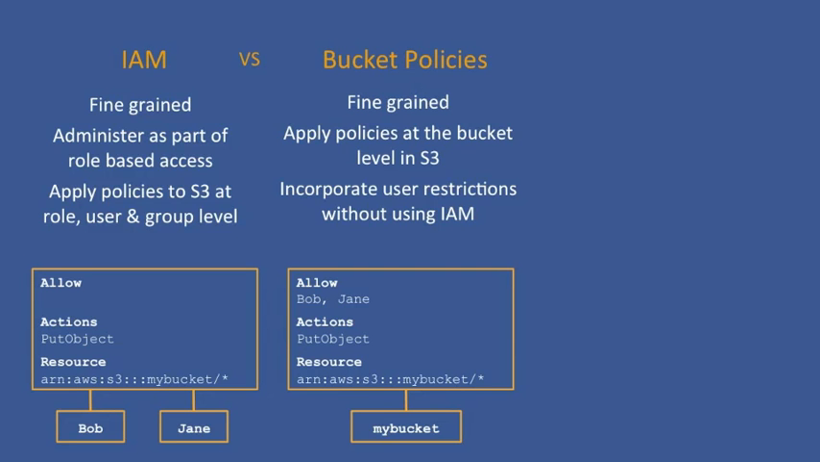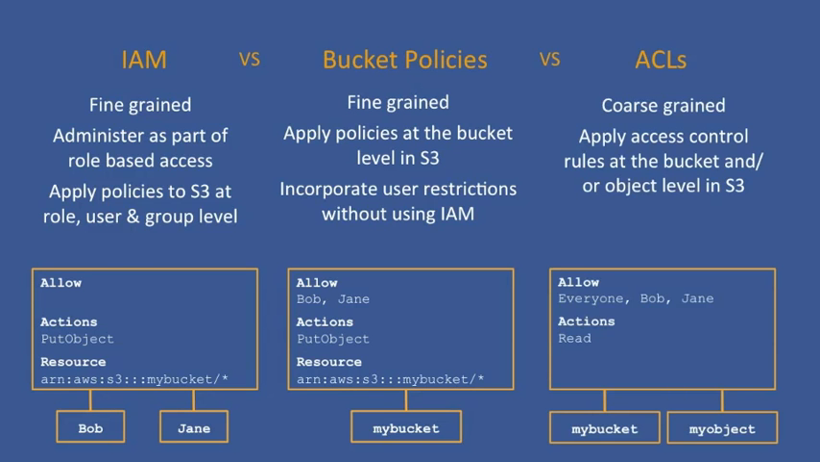So in this case, we would have the same actions, put object against my bucket, and you've assigned that to a policy on the bucket. But in this case, you'd have to explicitly allow Bob and Jane's AWS user IDs to be able to do such a thing. So you can apply that at that level.